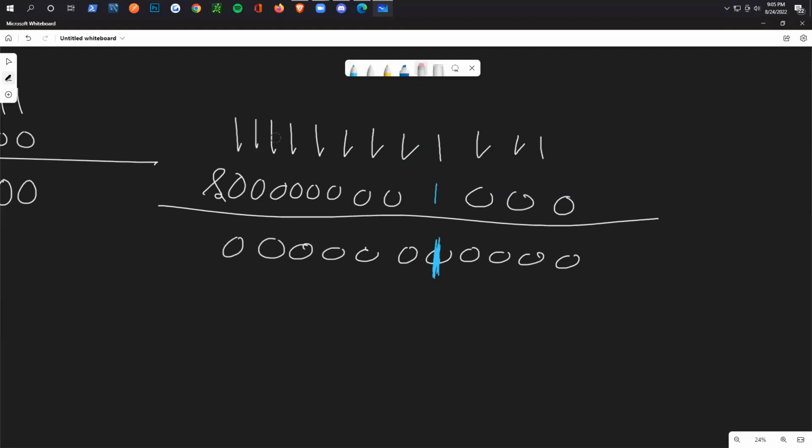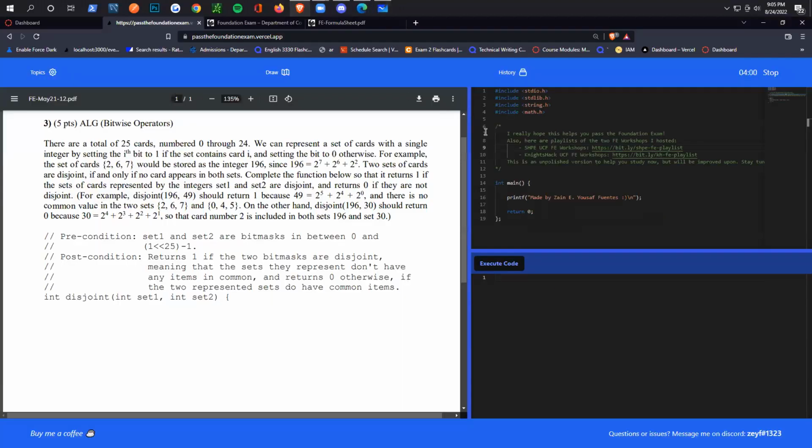It doesn't matter where it is. Let's say they have multiple things in common. Then this right here would end up being a 1, so it's not equal to 0. Whenever they have no intersection, the number is equal to 0. So just by knowing that, we can come up with the answer real quick.